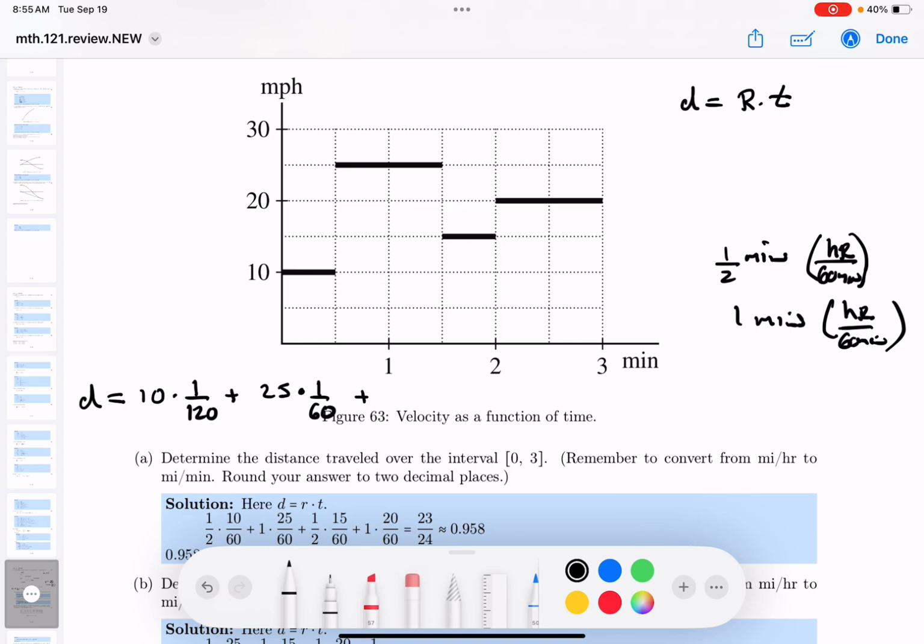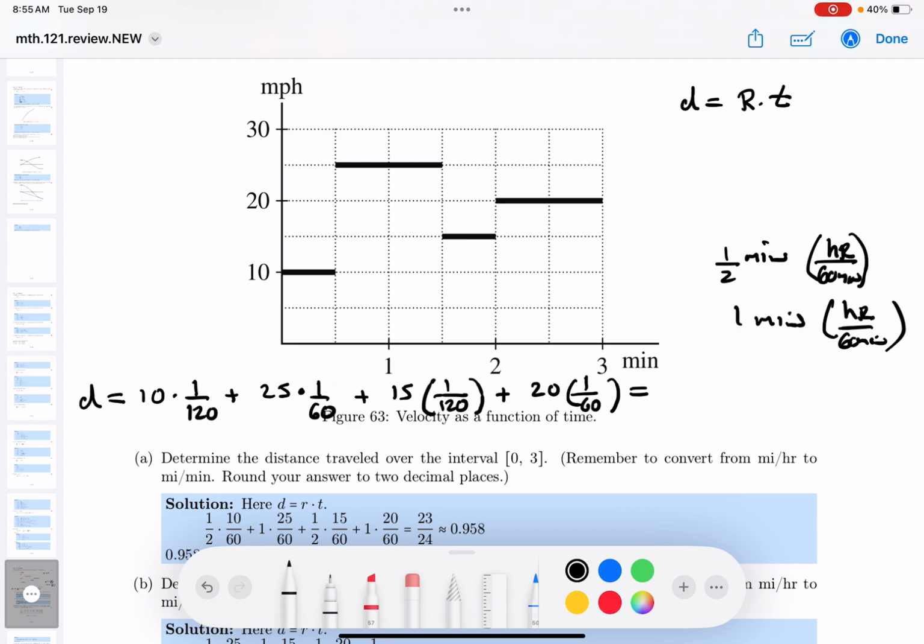Let's do the next interval. The next interval is going 15 miles per hour. I want to get the time now, and looking at that, it looks like a half a minute. We just did that before. That's 1 over 120. Plus, the next one, the speed there is 20, and it looks like he's going between 2 and 3 minutes, which is 1 minute. That's going to be 1 over 60. And again, the unit is going to be miles now. Let me do that. I've got to do the arithmetic because I don't have much choice.